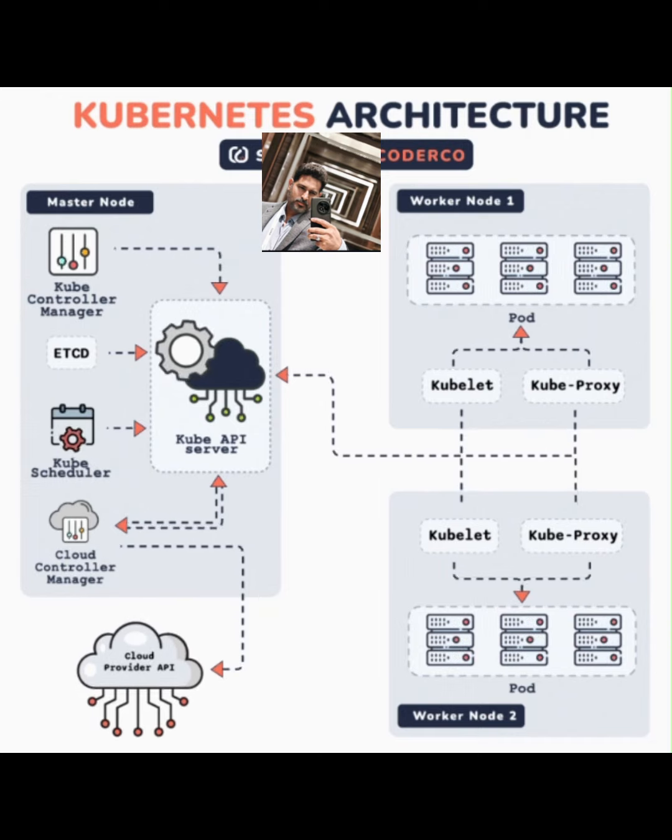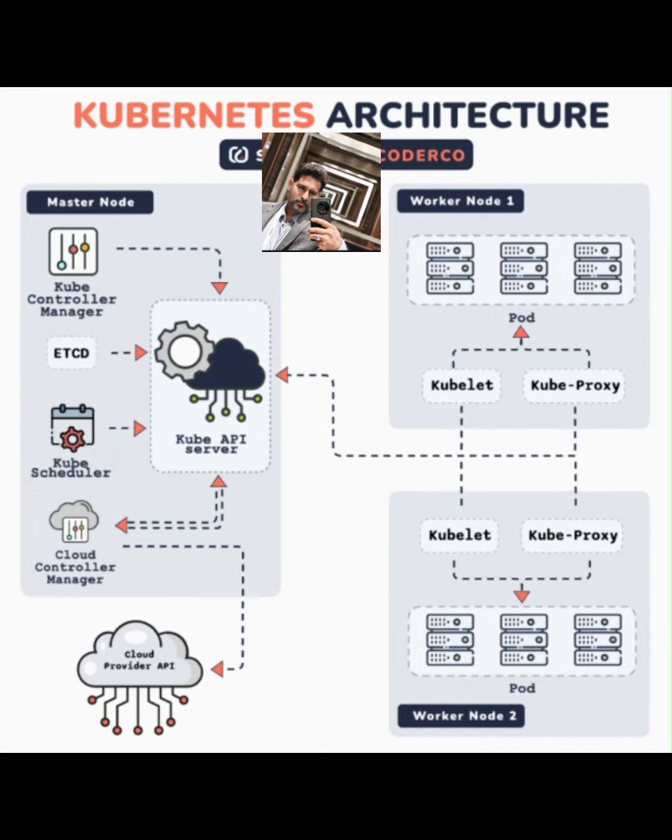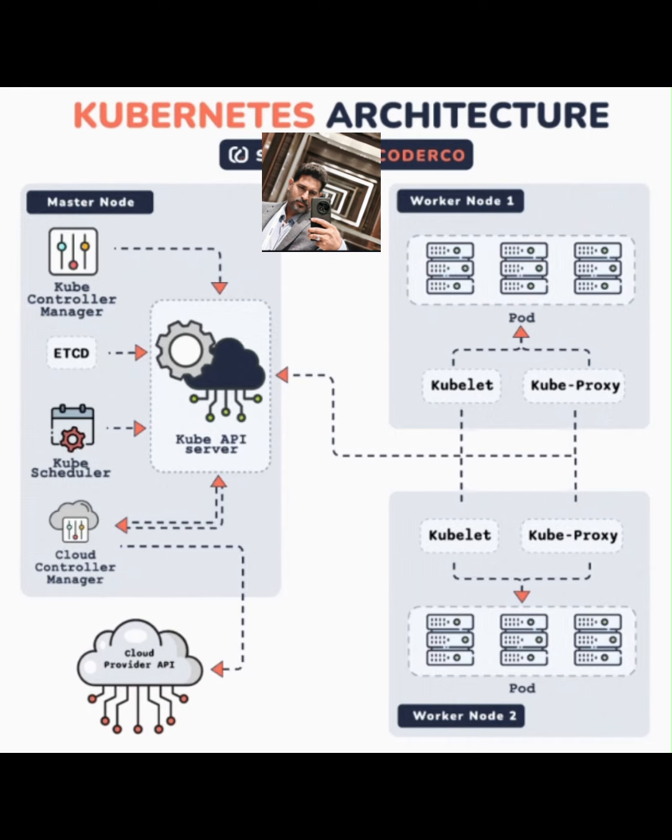What makes it tick? First up, the API server. This is like the main entrance or the receptionist for your entire cluster. When you, as a developer, want to tell Kubernetes to do something.